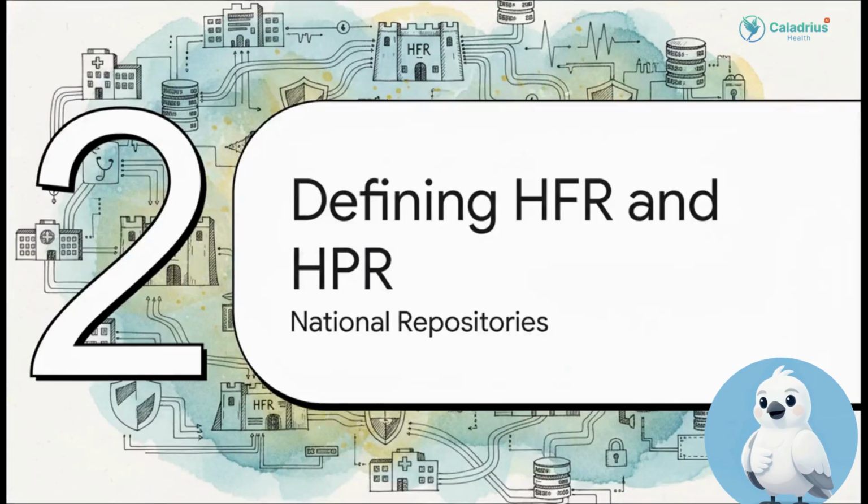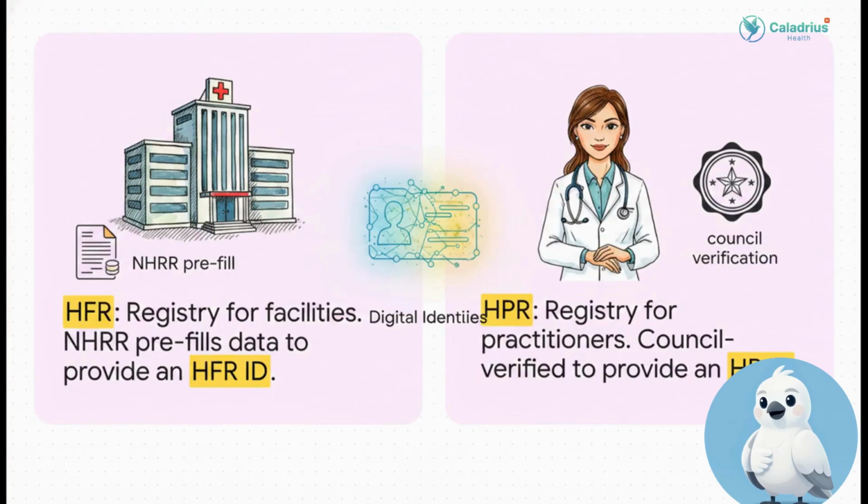Moving right along to Section 2, defining HFR and HPR. Let's take a closer look at the two specific national repositories maintained by the NHA that actually make this secure verification possible. These two digital identities essentially mirror each other to establish trust. First up, we have the Health Facility Registry, or HFR. This is the national repository for hospitals, clinics, labs, and pharmacies. Now, if a facility is already in the pre-existing National Health Resource Repository, that registration data actually pre-fills, which really streamlines the process of providing the facility with its digital identity, an HFR ID.